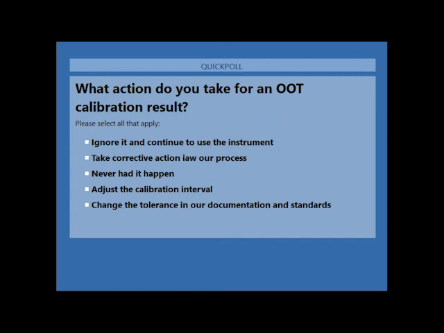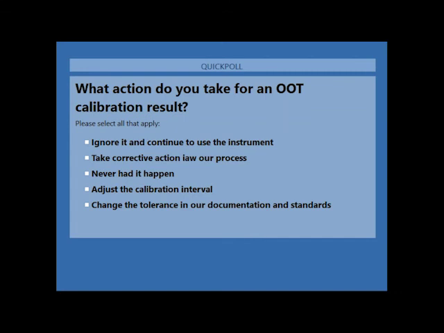You ignore it and continue to use the instrument? Do you take corrective action in accordance with your process? You've never had it happen, or you adjust the calibration interval, or you change the tolerance in your documentation and standards. See what kind of action folks are taking.